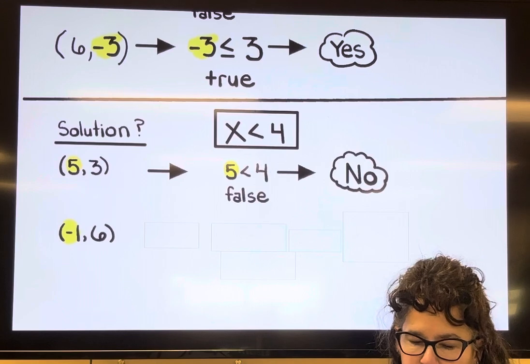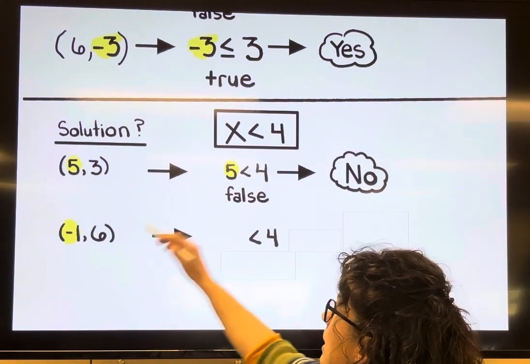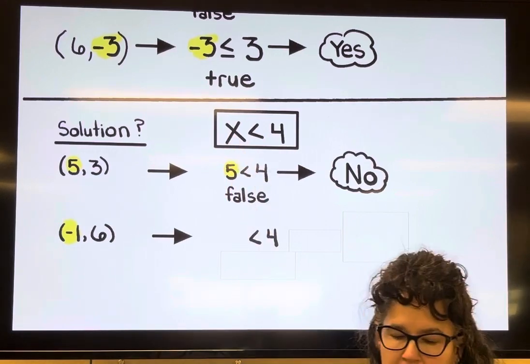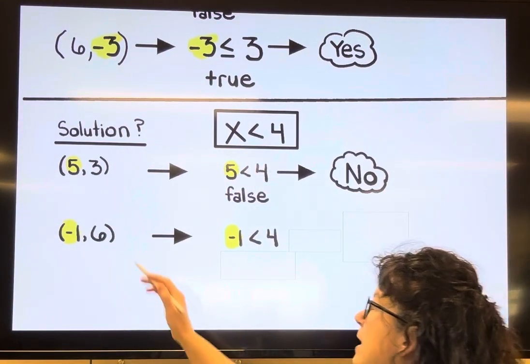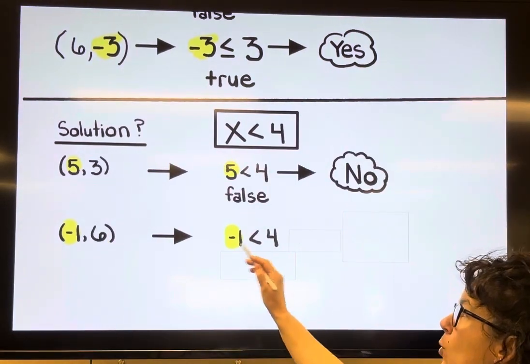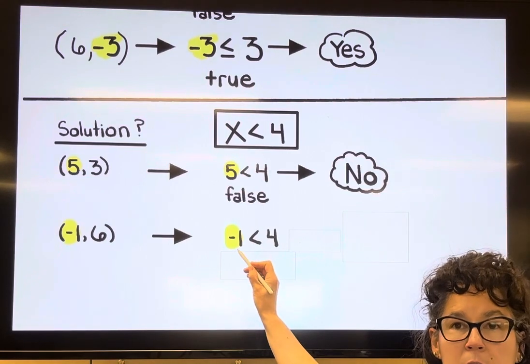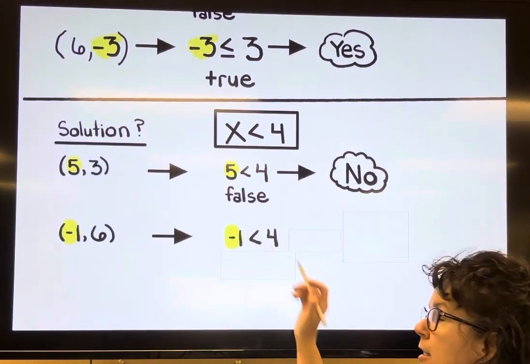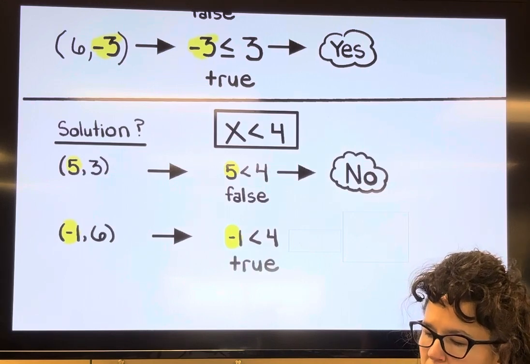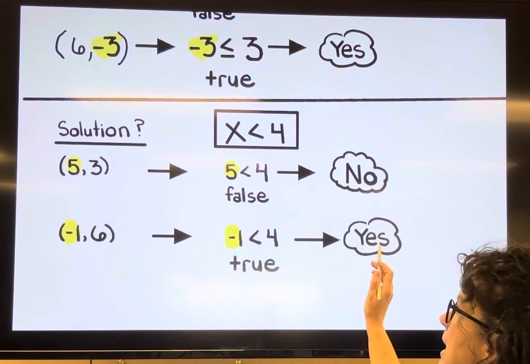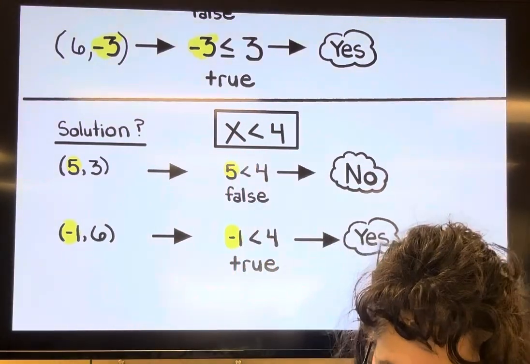Last example, I'm going to replace -1 in for that x. There's no place to put the 6. Which one would I rather have? Well, I would rather have $4 than owe somebody $1. So the alligator is eating the one I would rather have. So it's true. Therefore, yes, the point -1, 6 is a solution.